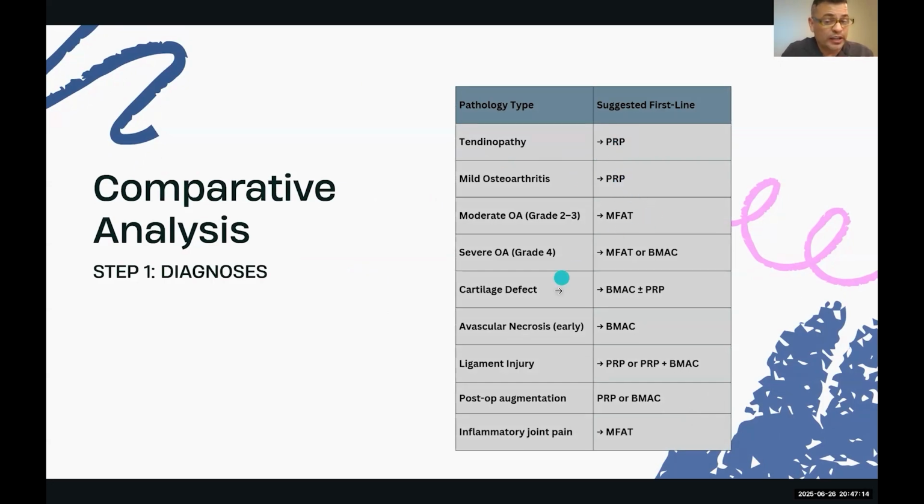But cases of cartilage defect, for example, it's good to use bone marrow aspirate, and sometimes you can even combine that with PRP to get an even better result than just the bone marrow aspirate. So remember, these three are not competing against each other. They are often complementary too, right?